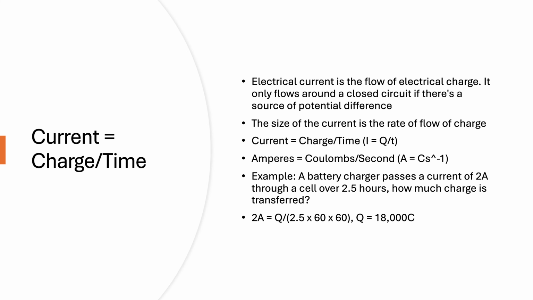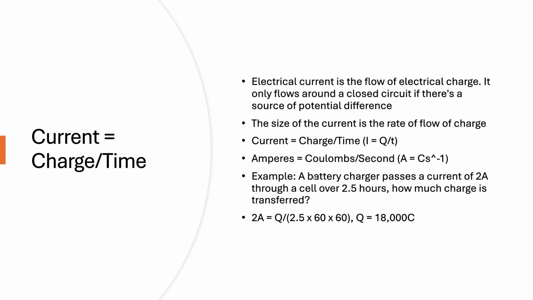So then we move on to our first equation. Now, these equations for the most part are quite easy. The hardest part is just remembering the order of them. But yeah, so here we've got current equals charge over time. Electrical current is basically the flow of electric charge. Remember, it only flows if the circuit's closed, and there has to be a source of potential difference, i.e. a battery or a cell. The size of the current is the rate of flow of charge. So current equals charge over time. That is represented by I equals Q over T. The units are amperes equals coulombs per second.